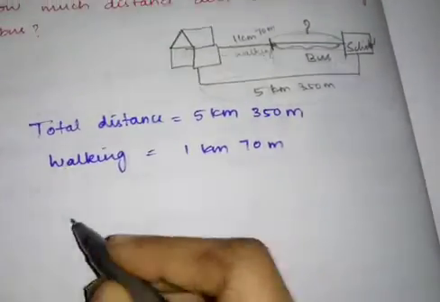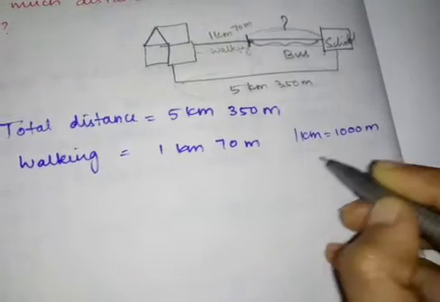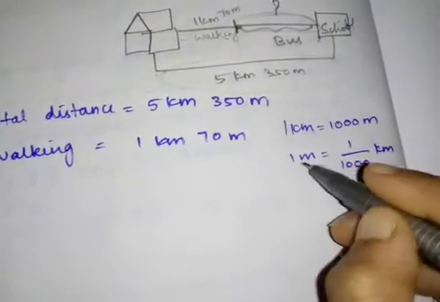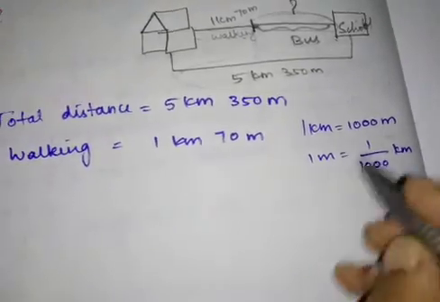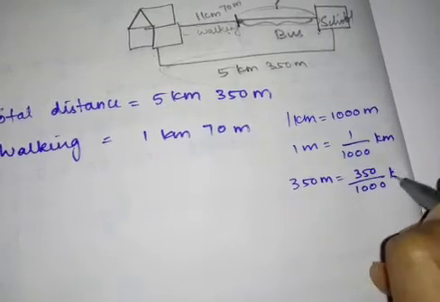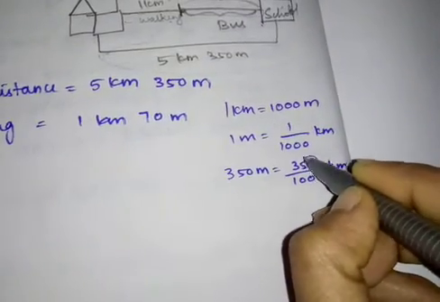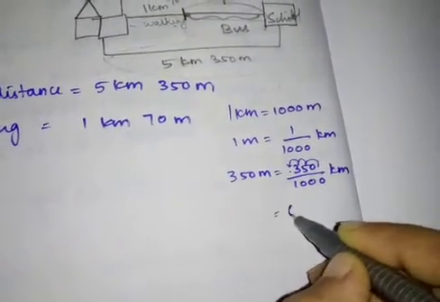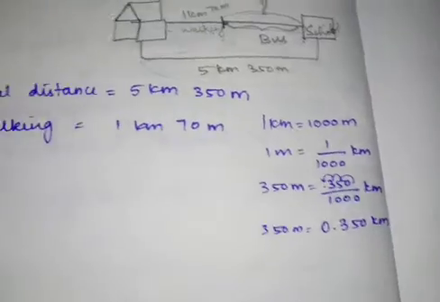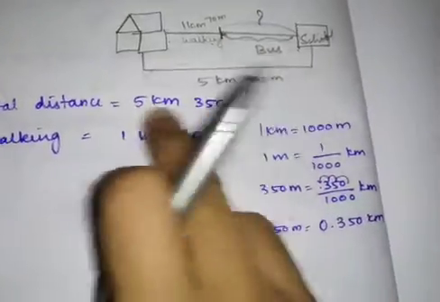So what's the relation between kilometer and meter? 1 kilometer is equal to 1000 meter. So 1 meter is equal to 1 divided by 1000 kilometer. I have to convert the smaller unit to the larger unit, right? So 350 meter is equal to 350 divided by 1000 kilometer. How many places do we shift? 1, 2, 3. You keep the decimal point here. So 0.350 kilometer. So this 350 meter has been converted to 0.350 kilometer.